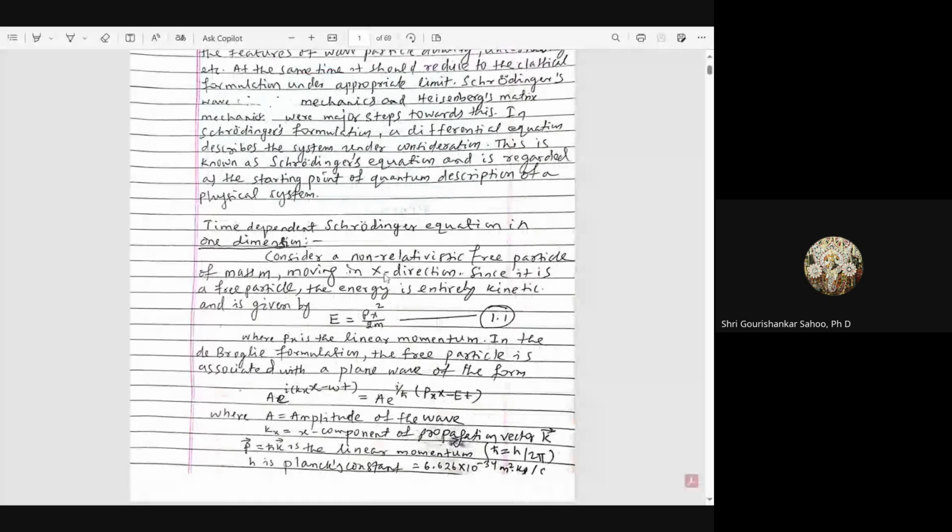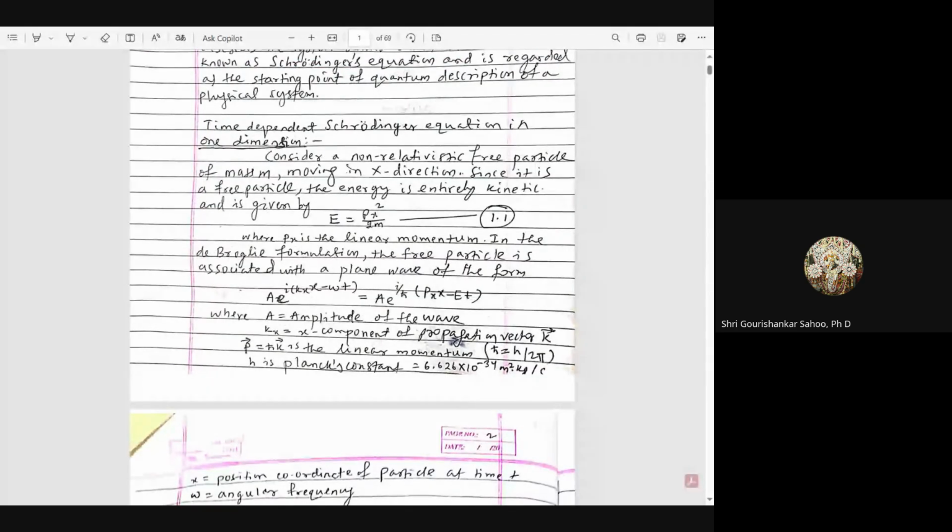I think it is visible now. So the Schrodinger equation may be the time dependent Schrodinger equation or the time independent Schrodinger equation. Let us discuss the time dependent Schrodinger equation first. And the simplest case is one dimension. Suppose a particle is moving in the x direction. So this is the one dimensional Schrodinger equation.